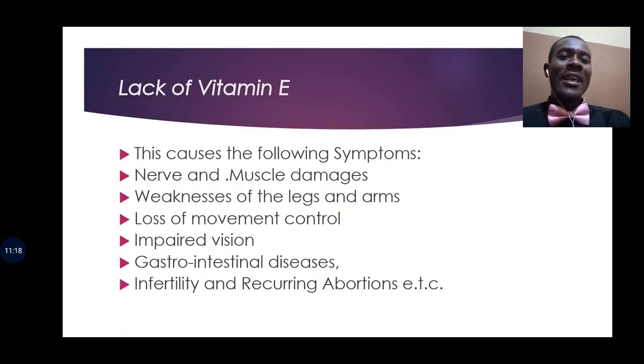Let's go on to the next vitamin whose deficiency can cause another deformity in the human body, and that is vitamin E. Lack of vitamin E causes the following symptoms: nerve and muscle damages.